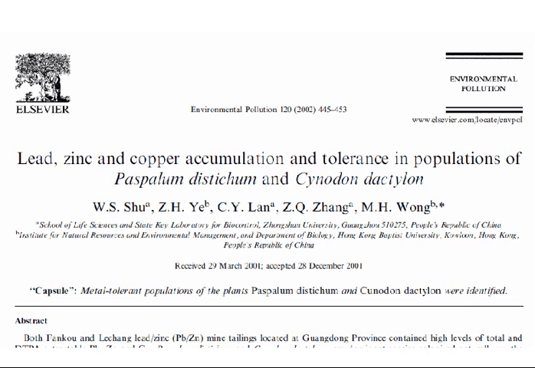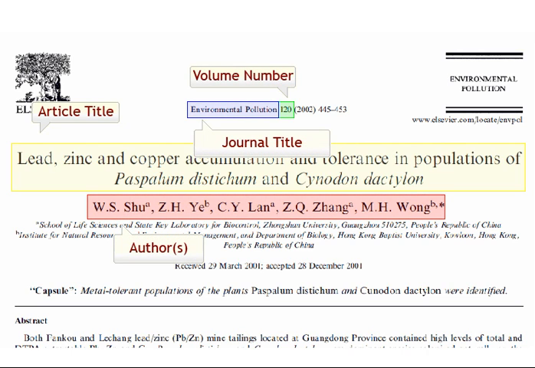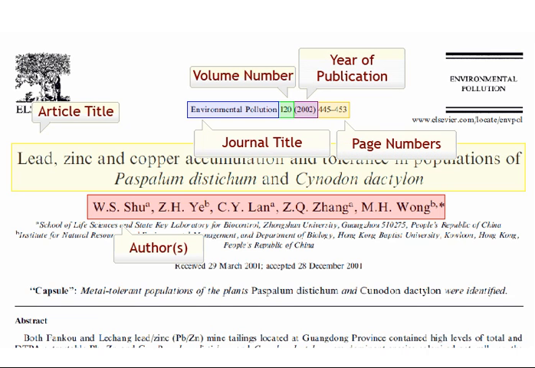Remember, a citation for a journal article typically contains the following elements: the title of the article, the author's name, the name of the journal in which it is located, the volume number of the journal, the date when the article was published, and the page numbers on which the article is located.